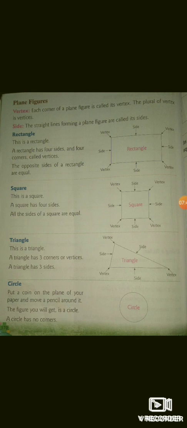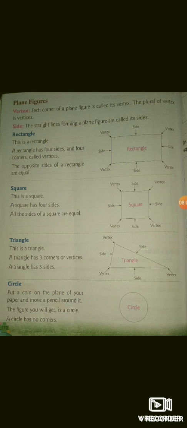Triangle, this is a triangle shown in the picture. A triangle has 3 corners or vertices. A triangle has 3 sides. Tri means 3. That's why a triangle has 3 sides.